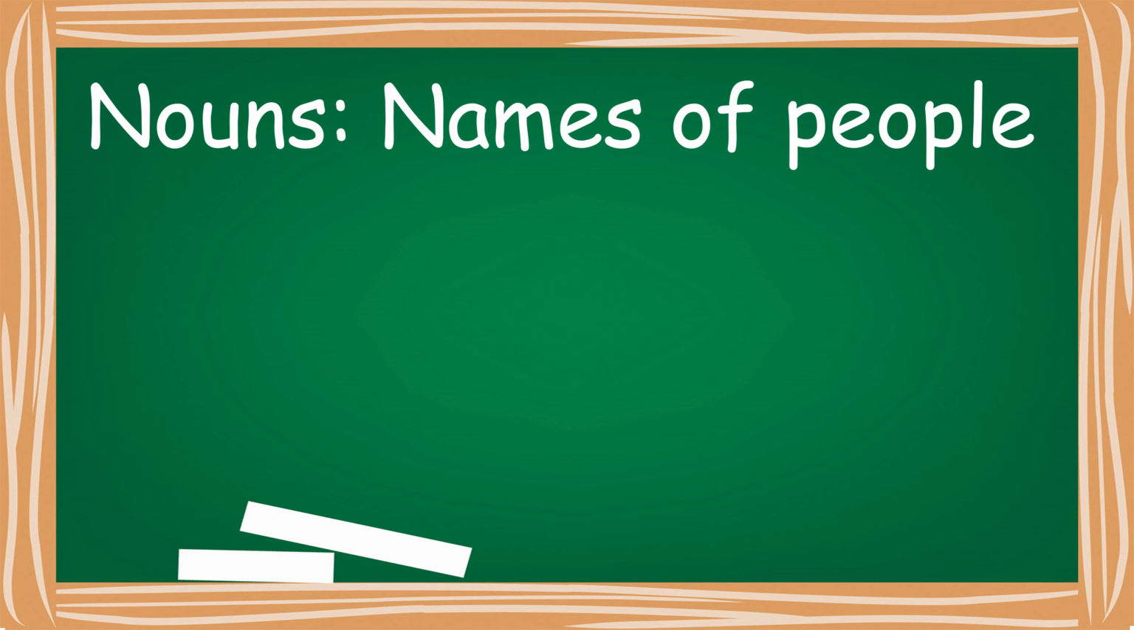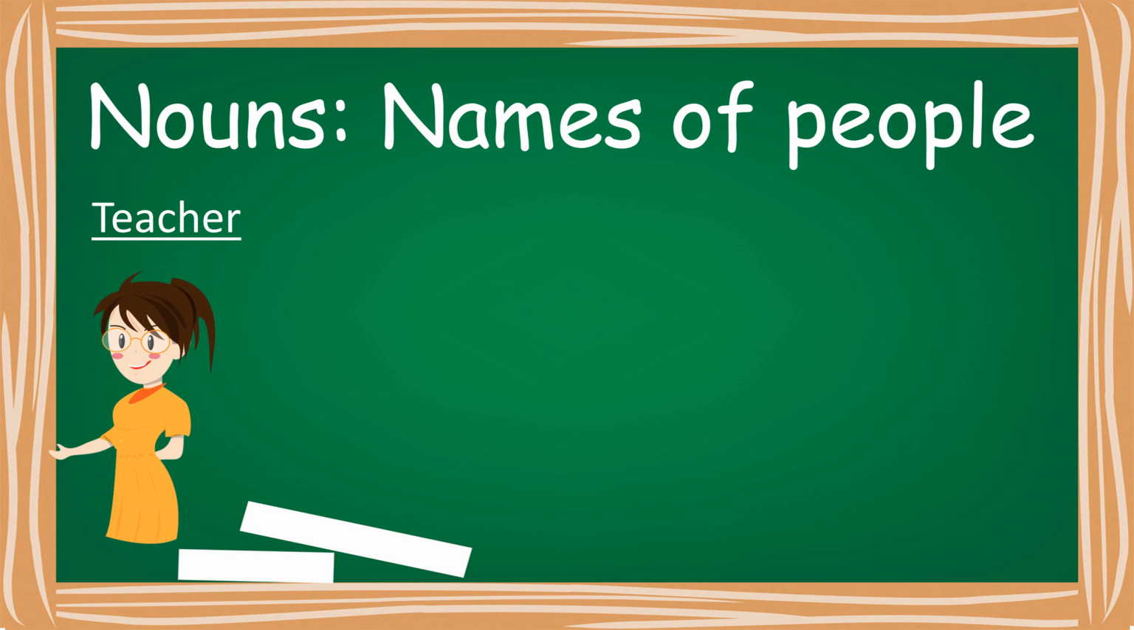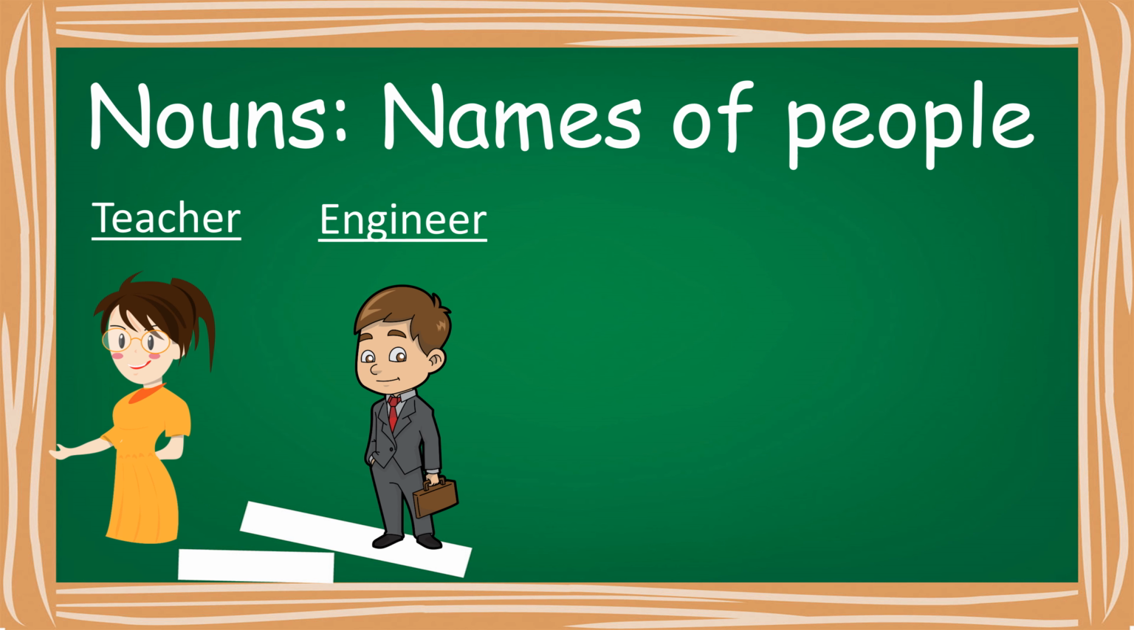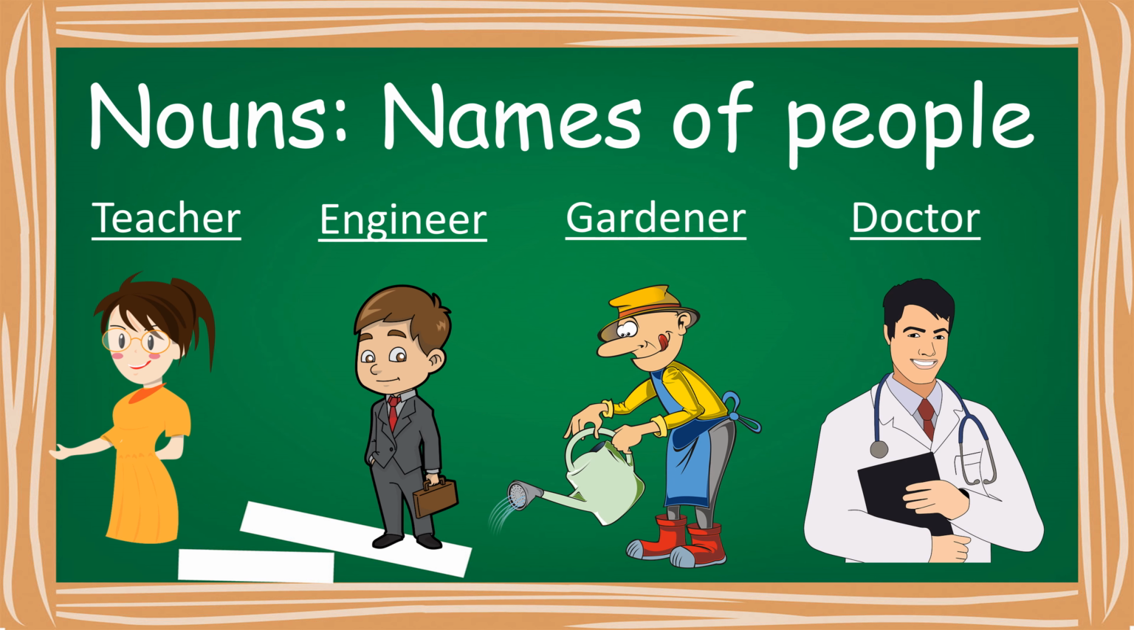Now, under the names of people, the names of the profession that the people do also comes under the noun. Now, let's see some examples. Teacher. This is a teacher. So, the word teacher comes under the noun. Engineer. Now, this man is an engineer. He works as an engineer. So, the word engineer comes under noun. Likewise, gardener. Doctor. All these professions name comes under noun.